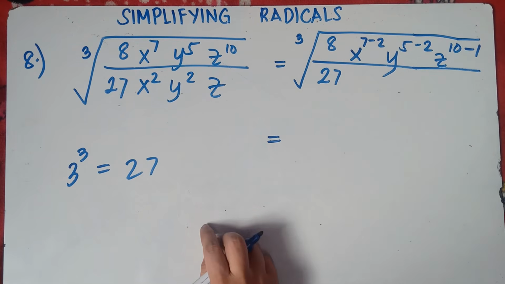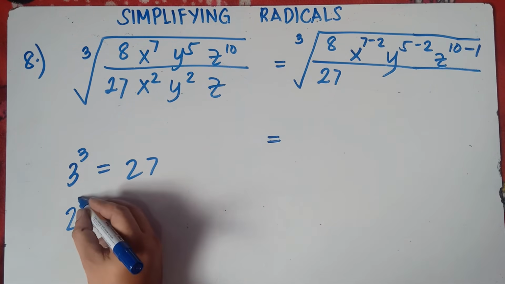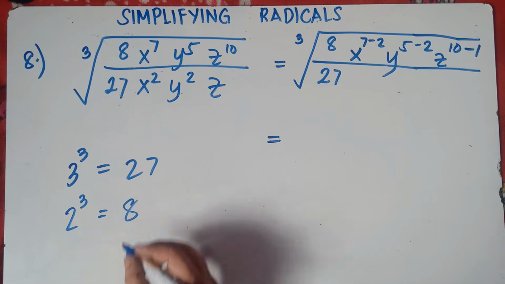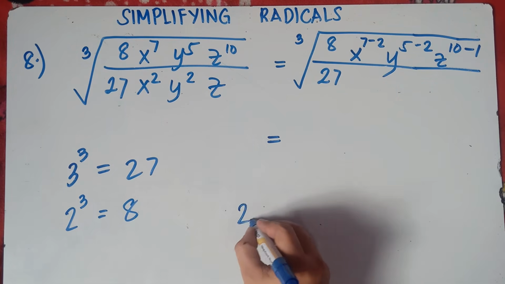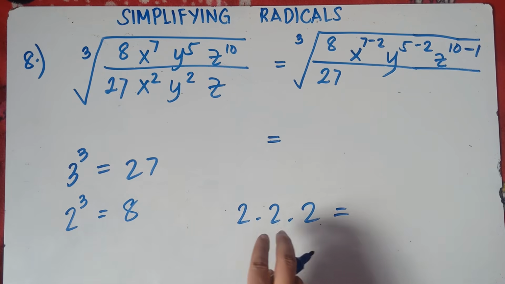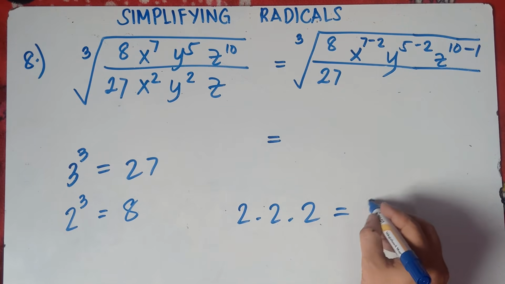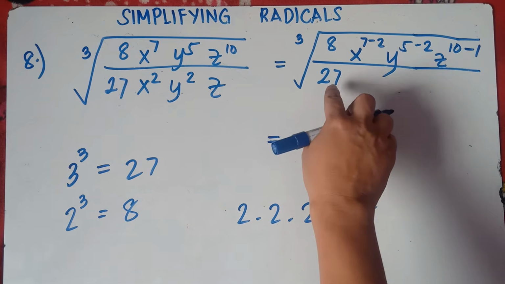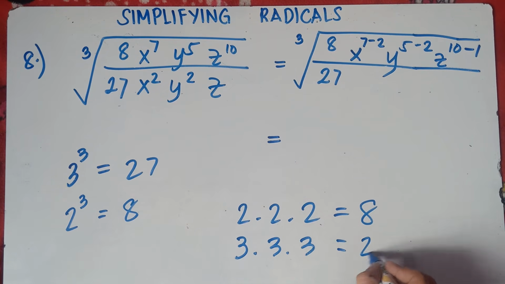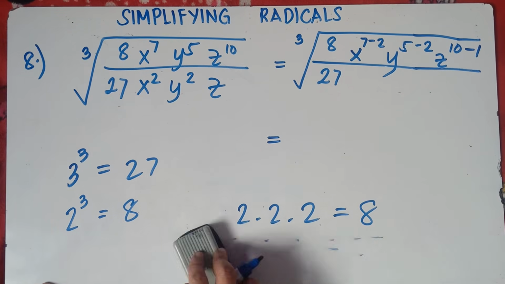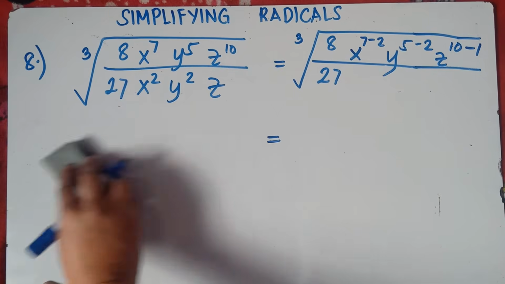And for 8, the cube root of 8 is 2, because 2 times 2 times 2 is 8. Once again, class, the cube root of 8 is 2, because if you multiply 2 by itself 3 times, you get 8. And for 27, that is 3, because if you multiply 3 three times, that is 27. So the cube root of 27 is 3, and the cube root of 8 is 2.